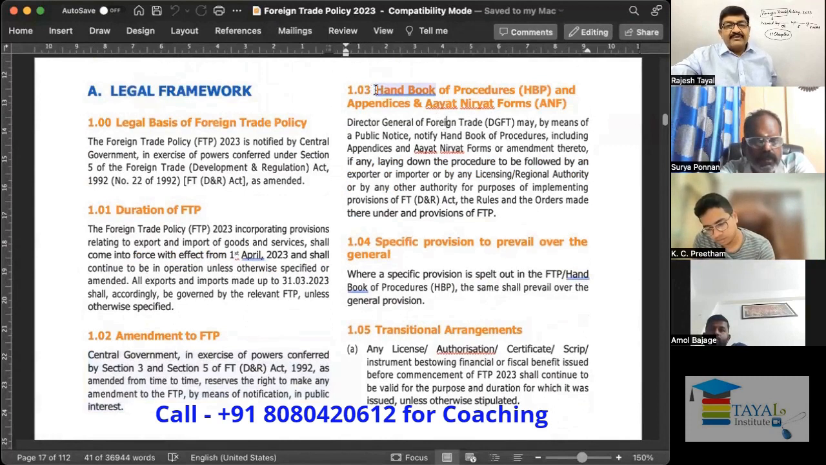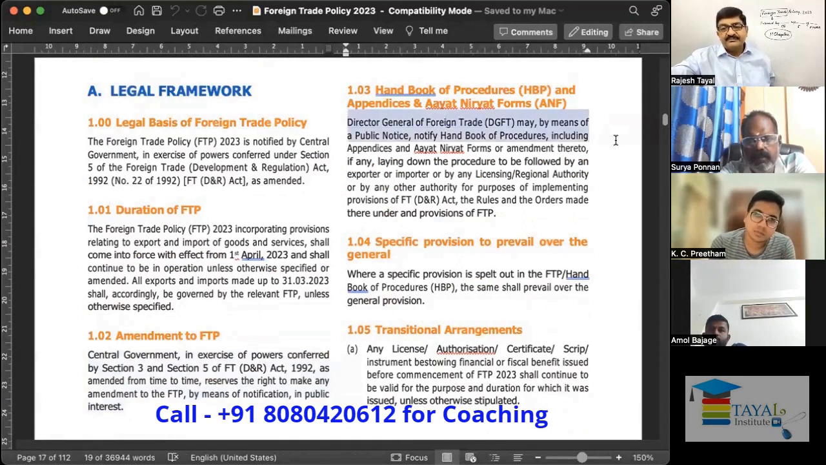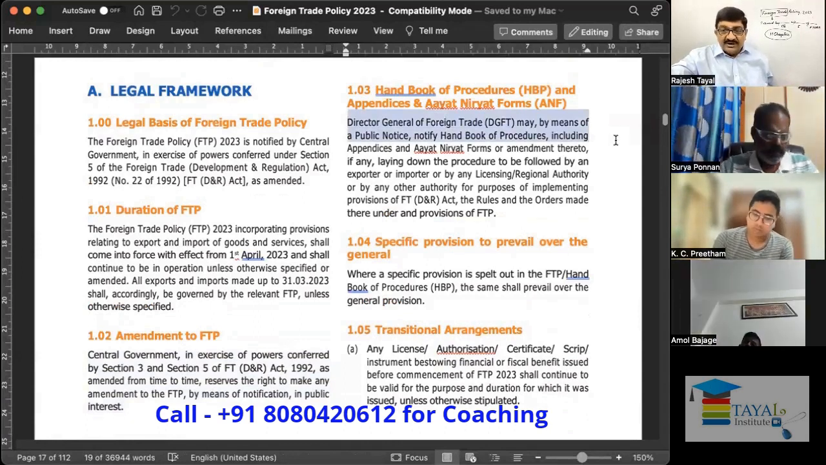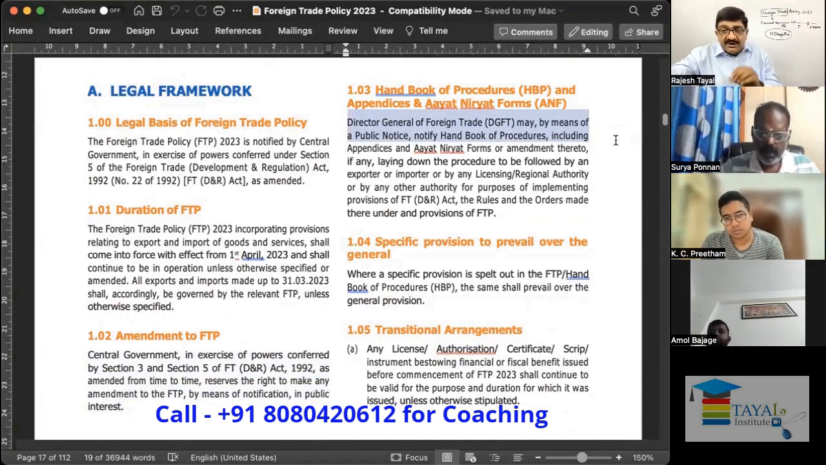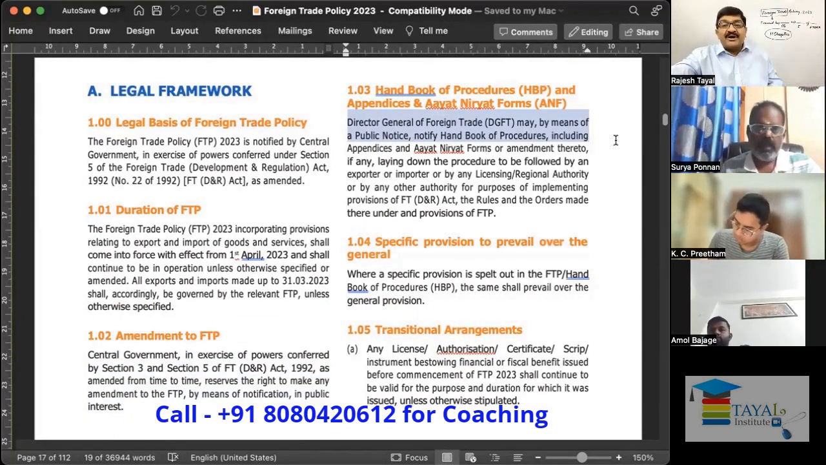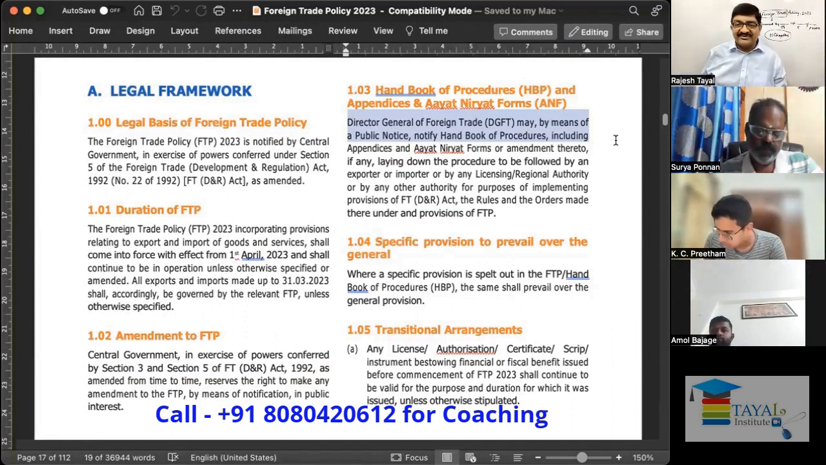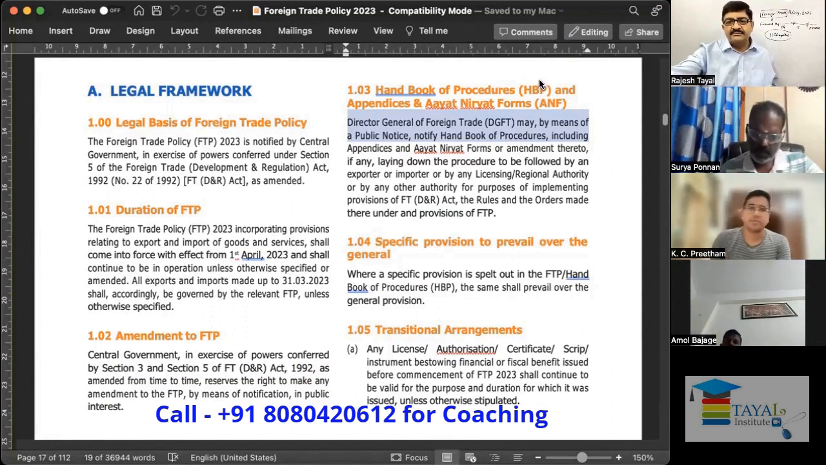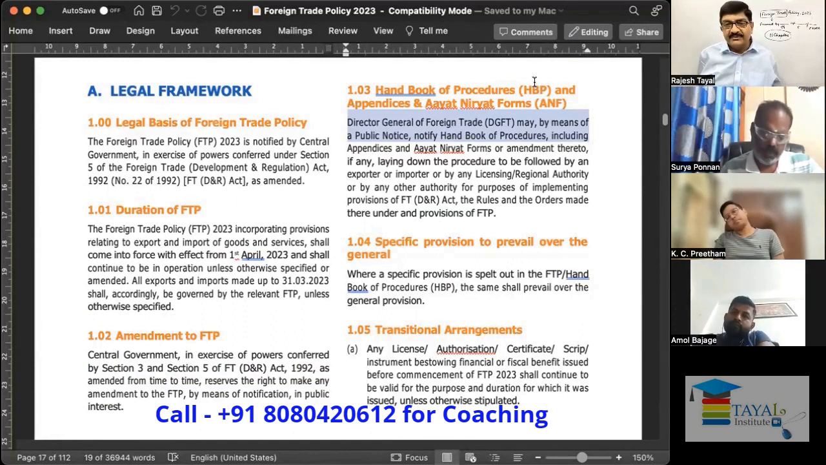Then, here we have the handbook of procedure. Policy is framed by central government and the procedure is specified by DGFT, Director General of Foreign Trade. Okay, so now write it in clear, complete sentences again. The policy is framed by central government and procedures are prescribed by DGFT. So that there is no reason for confusion, you are not writing by mistake. Policy is framed by central government and procedures are defined or determined or decided by DGFT.